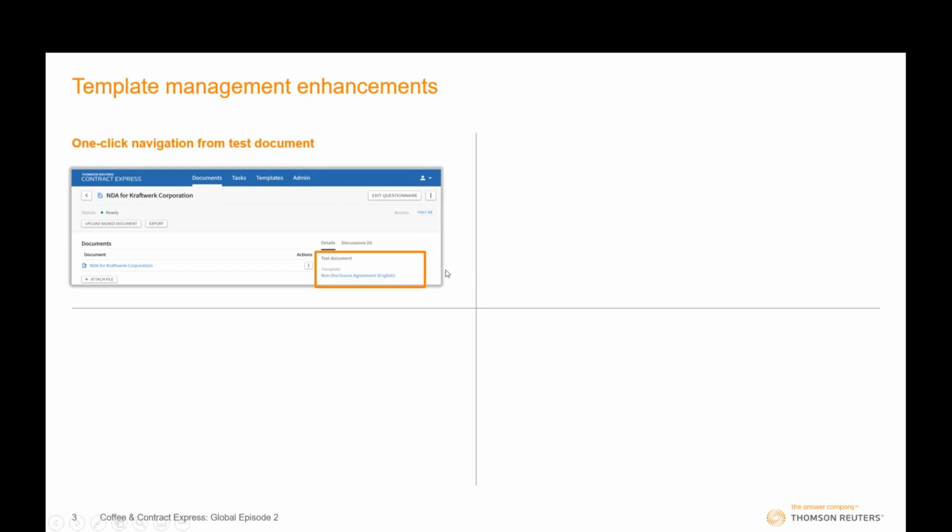So we've introduced a new link or area on this test document page here. It's only visible on test documents, and it will obviously only be visible to the authors and admins who have access to those test documents. But what we have here is a link that takes you directly back to that template, so you don't have to go and find it in your templates list in the various categories or however you would normally navigate to that. So it's just a single click to get back there.